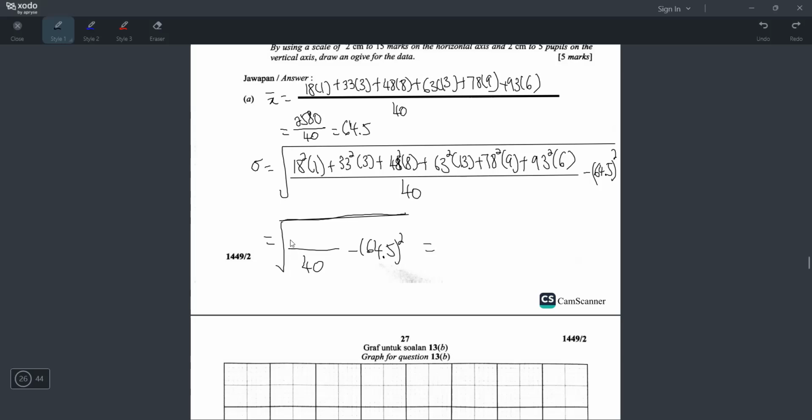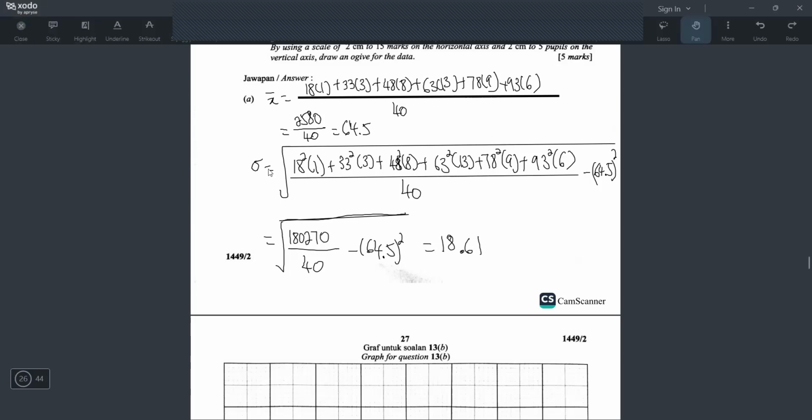So I will write down all the numbers here. And now only I will press the whole thing. So I will press answer divide 40 and then answer minus 64.5 square and then square root answer. Okay, my calculator gives me 18.6145. So you don't have to write so many, you just write 4 significant figures. So 18.61 is good enough. So this is the answer for standard deviation.